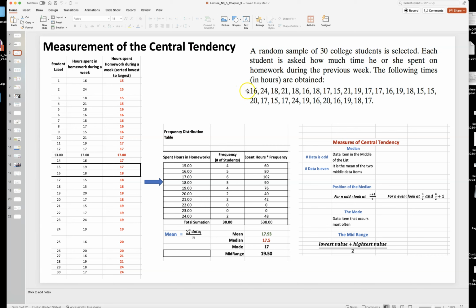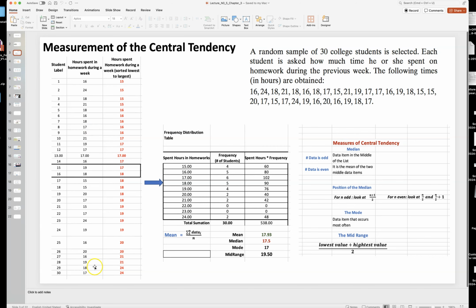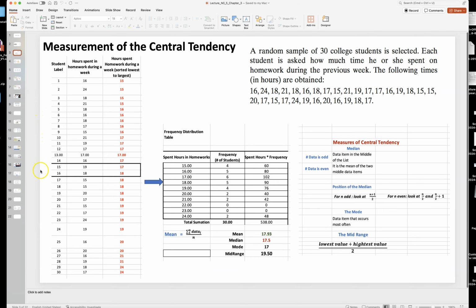For instance, that's what I did here. So I put all this information coming from the 30 students in a vertical direction in the spreadsheet. That's what you have over here. Okay, so the first student said that he or she spent 16 hours. Student number 18 said that she spent 15 hours. But there are some students that said that they spent about, I don't know, 20 hours, for instance.